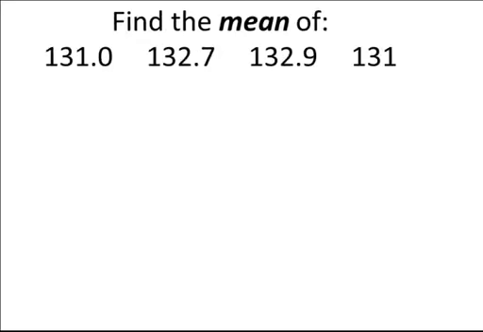Find the mean of these 4 numbers. Mean is a different word for average. To calculate the mean, I add up these 4 numbers and divide the sum by 4. To add up the 4 numbers, I'll write them vertically, lining up the decimal points. I'll add a decimal point and a 0 as a placeholder onto the end of 131.